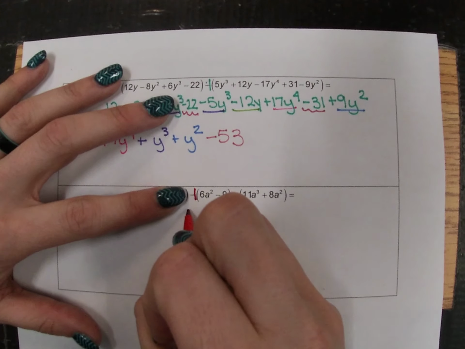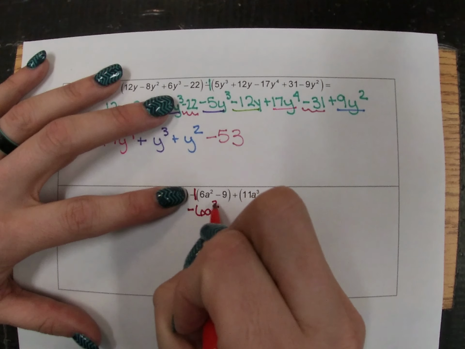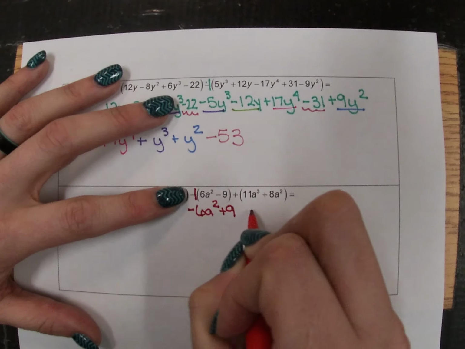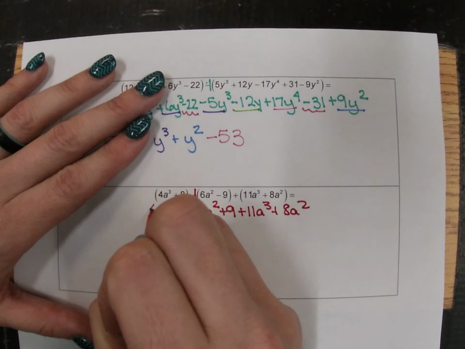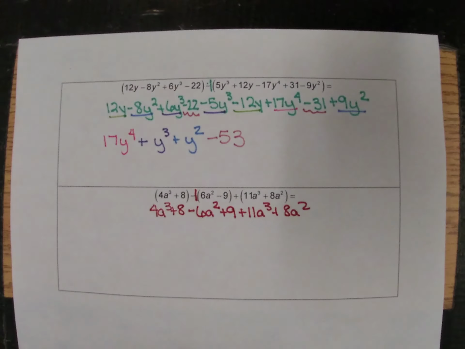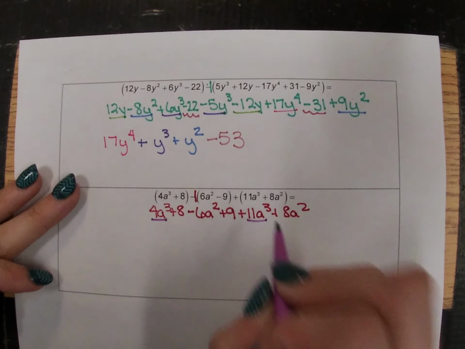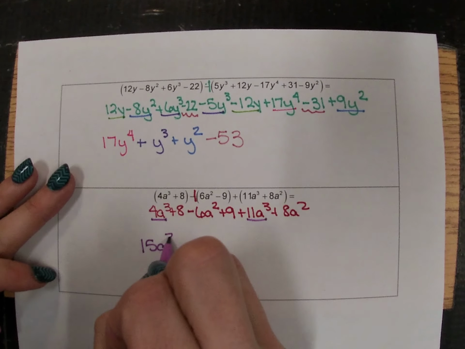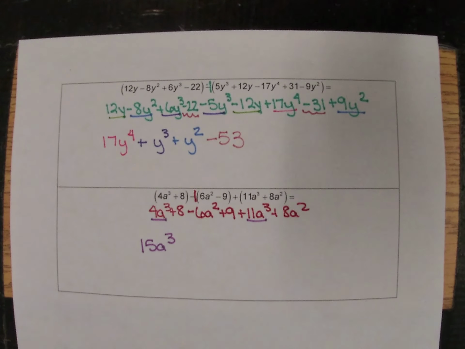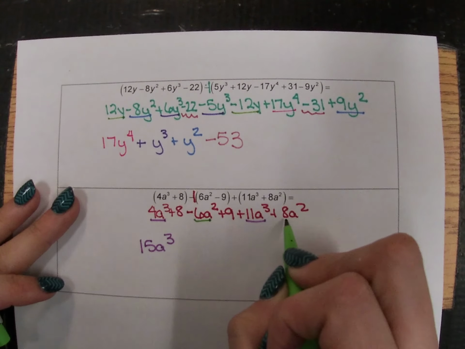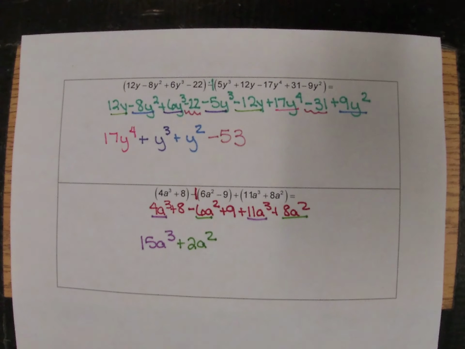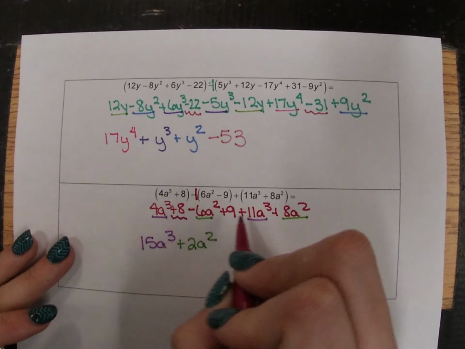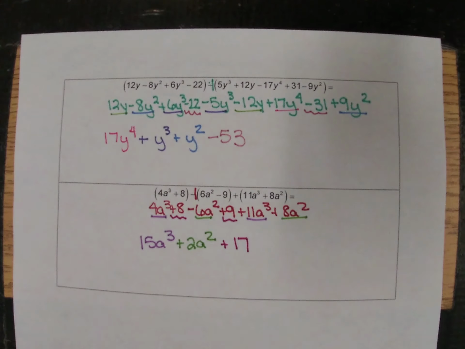So this will be a -1 times 6, which will give us a -6a squared. -1 times a -9 will be +9. Everything else I am just bringing straight down. And then just like all of the other problems we have done, we can start combining like terms. So a 4a to the 3rd and 11a to the 3rd will give us a 15a to the 3rd. We have a -6a squared and an 8a squared, which will give us a +2a squared. And then finally, we have an 8 and a 9, which will give us a 17.